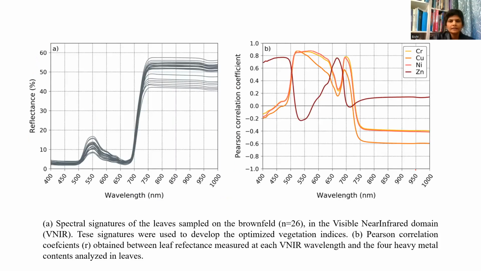Now here are the spectral signature on the A. On the left side, you've got the spectral signature of the leaves that was sampled in the near infrared domain. So you can see here the partitioning or the breakup of the graphs, and on the right side is something called the Pearson correlation, which is basically again a kind of a correlation factor between what you measure and then the spectral library.